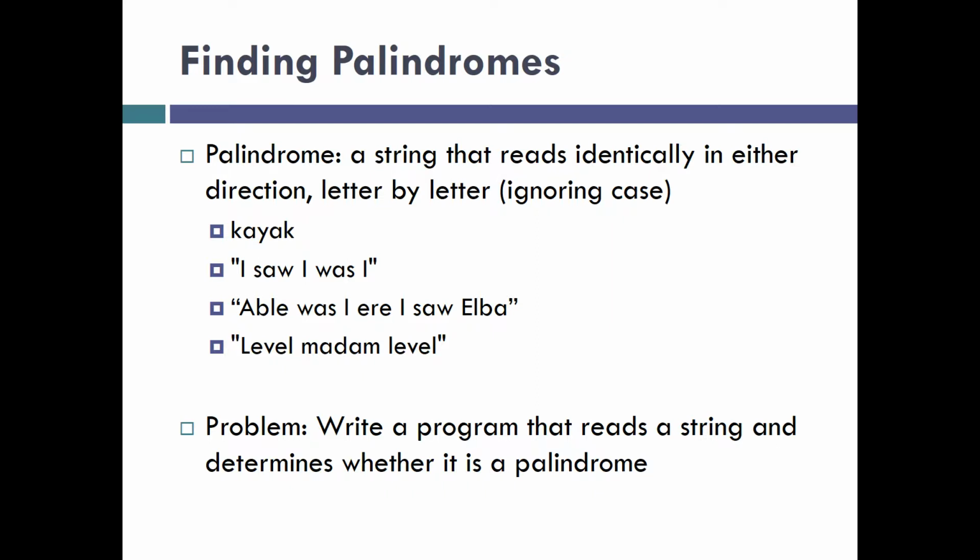So a palindrome is one of those words that you may just not have known the word for. It's a word in English that's spelled the same forward and backwards. We ignore the case and we ignore the punctuation for palindromes. So, kayak.